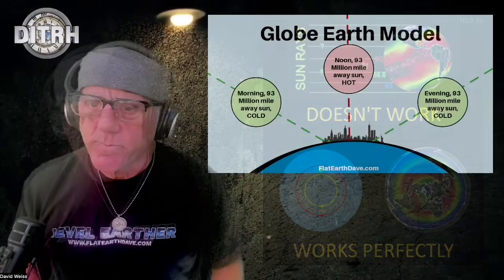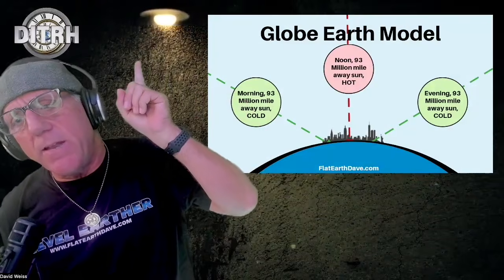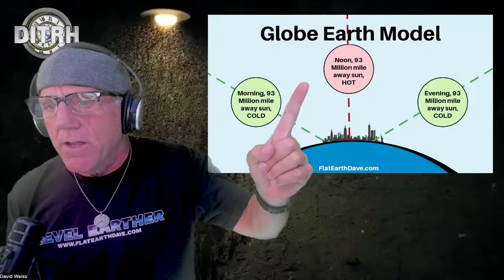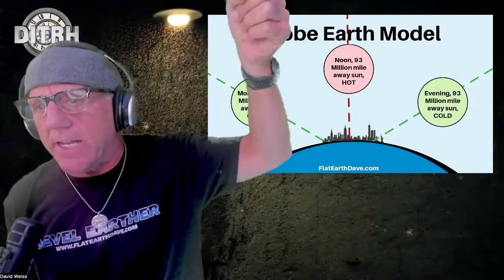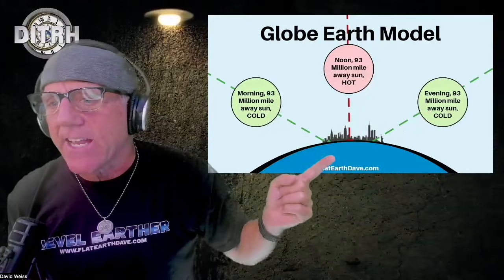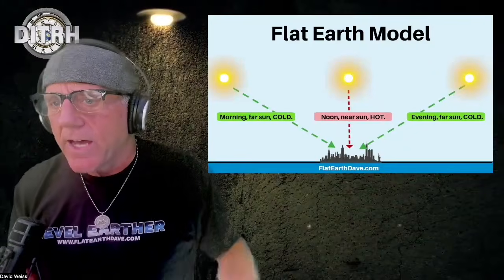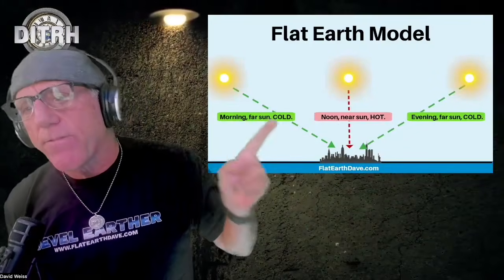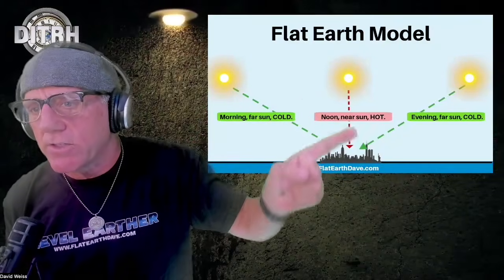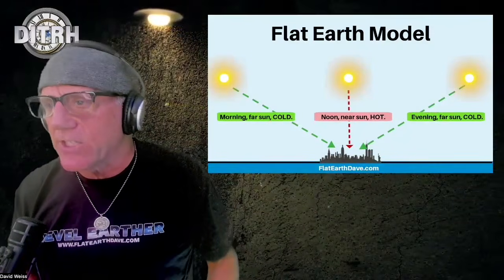So now let's look at this. On a globe model, we have our 93 million mile away sun. In the mornings, it's cooler. And then at noon, we have a 93 million mile away sun and it's warmer. And in the evening, we have a 93 million mile away sun and it's cooler again. On a flat Earth model, in the morning, we have a farther away sun. We don't know the distance. But at noon, the sun is much closer and it's hot. And then in the evening, we have a farther away sun and it gets colder again.